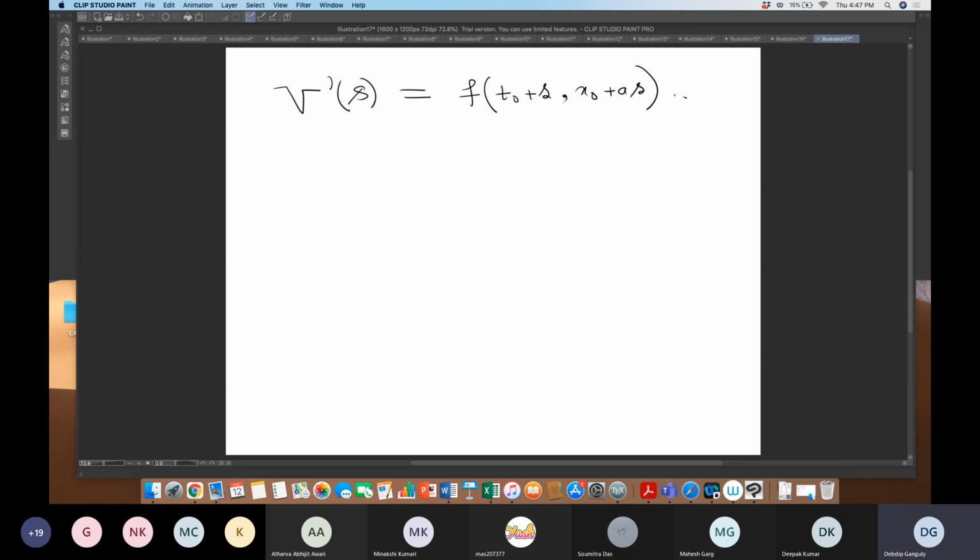You should know this. What can you write? V prime of S is this. So, by the fundamental theorem of integral calculus, what is V of 0 minus V of minus T? This is nothing but the integral from 0 to minus T of V prime of S ds. I can write this, right? Yes or no? Yes, sir.